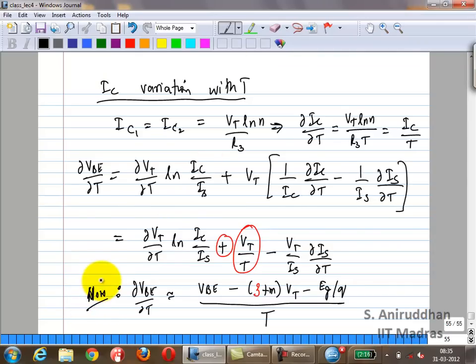Okay. So now dou VB by dou T becomes a slightly different expression. You can evaluate this at room temperature. And it will be slightly less than minus 1.5 millivolt per Kelvin. Okay. So what this means is, now you'll have to go back and redesign your 17.2 coefficient. It'll have to be slightly different, but that's not a major problem, right? That's not a very big problem. Okay, so it requires some iteration.